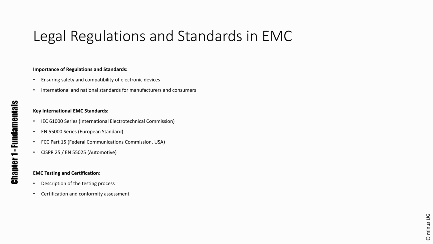Several key international EMC standards are recognized globally, shaping the landscape of EMC compliance. The IEC 61000 series, established by the International Electrotechnical Commission, is a comprehensive set of standards covering various aspects of EMC. The EN 55000 series is a European standard that aligns with the IEC standards, but is tailored for the European market. In the USA, the Federal Communications Commission's FCC Part 15 governs the emissions of electronic devices.